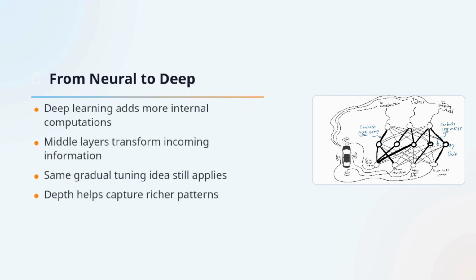Deep learning is basically an extension of this idea. Instead of only simple gates and weighted paths, we add more layers and more internal calculations in the middle. Those hidden layers transform information before it reaches the output. Now that we understand the circuit metaphor, the basics of neural networks and deep learning are in place.